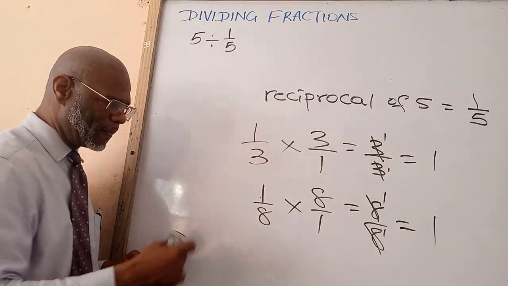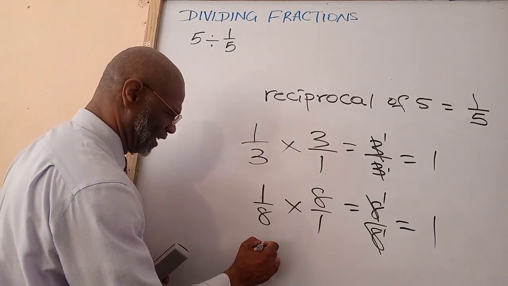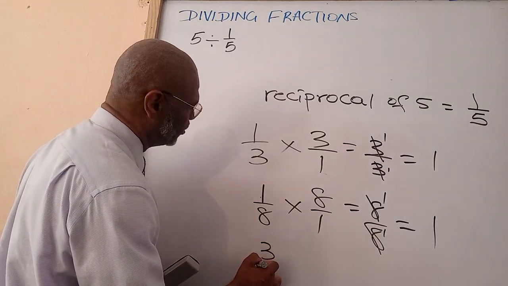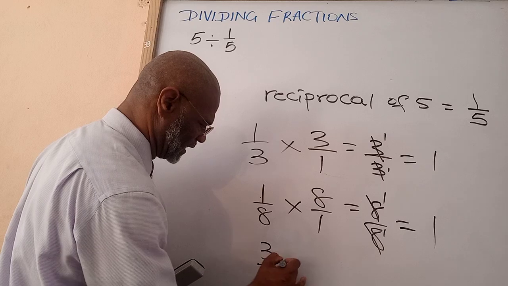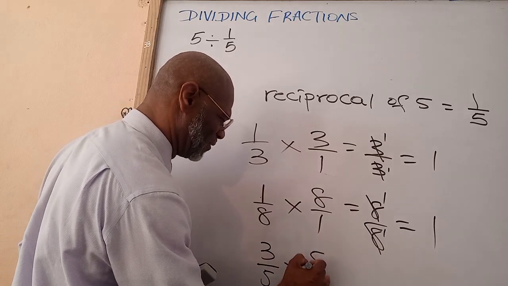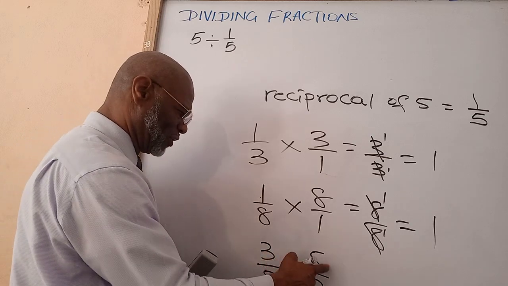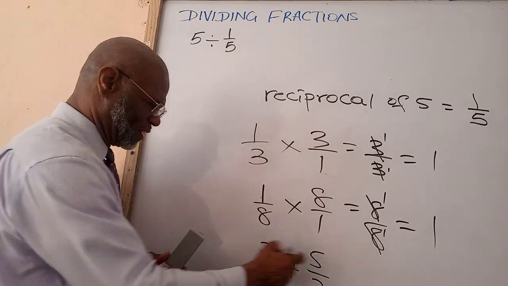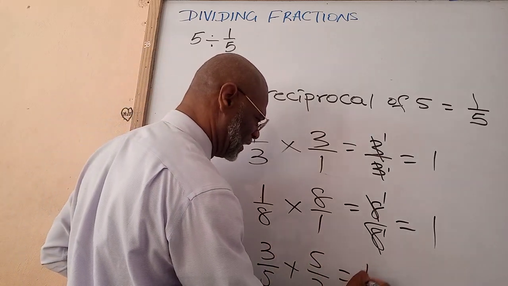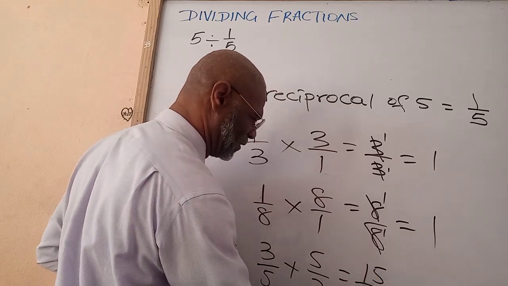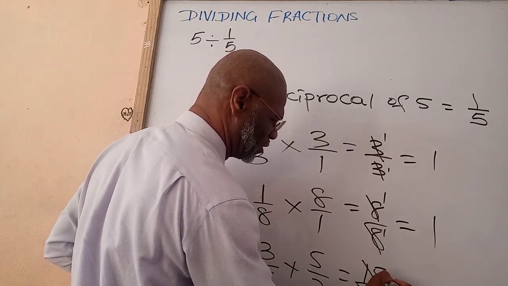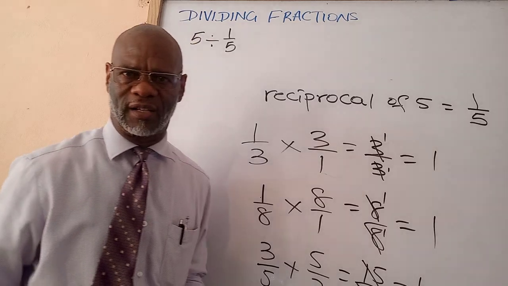So if I have, say, 3/5 times 5 over 3, notice this is the reciprocal of this. So we have 3 times 5 over 3 times 5. 15 into 15 is 1, that's equal to 1.